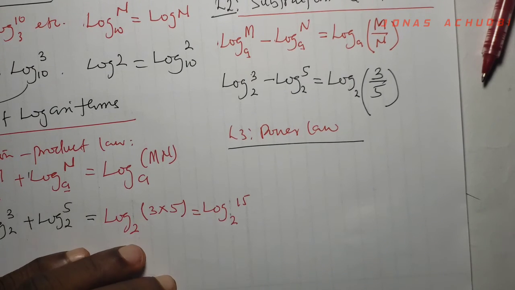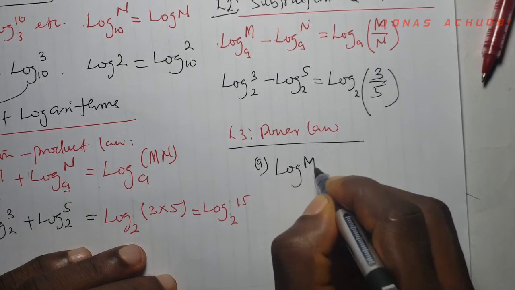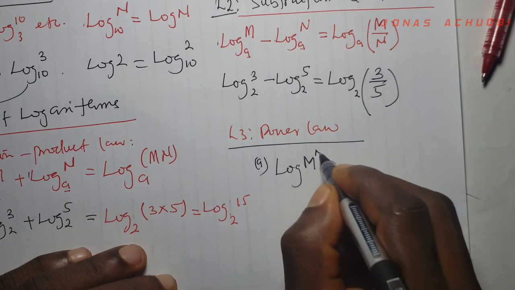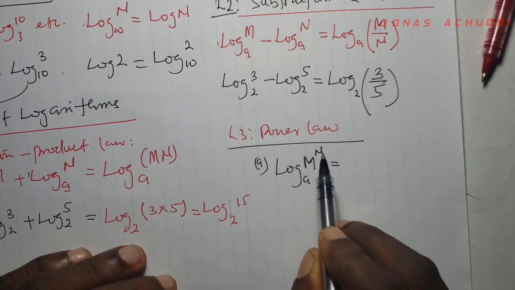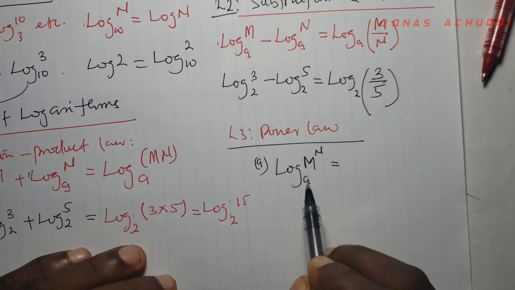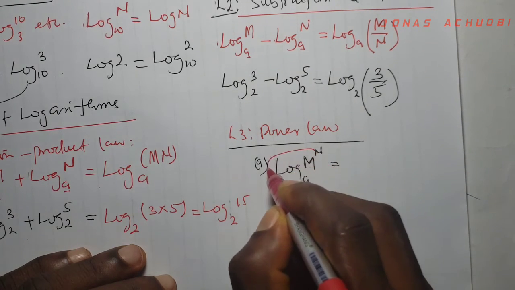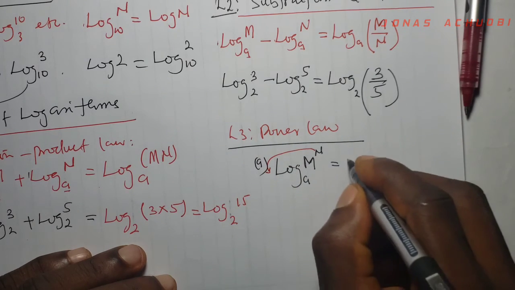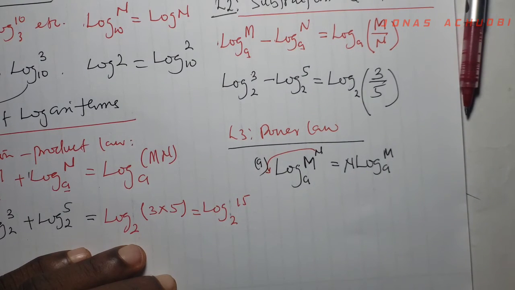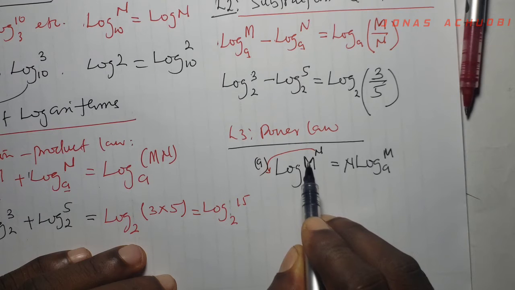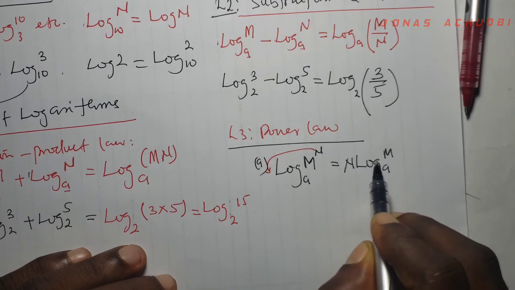The third law is a power law, and I have two parts for it. Part A says that the logarithm of m raised to power n in base a. What is happening here? I have a log m, and that is raised to a particular power, say the power is n, and there's a base a. I can write this as n times log m in base a. So if you have a particular log raised to some power, you can transfer the power to the left side of the log and write n times log m in base a.